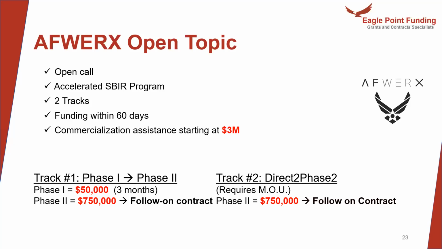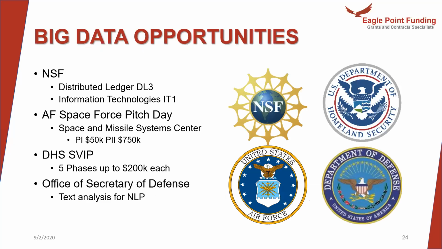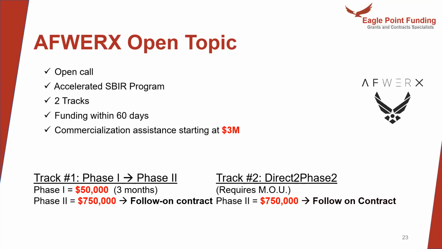And phase two can be $750,000, but also it's possible that the Air Force stakeholder will also cost share or help fund. Again, there's another track. It's called direct to phase two. And that's if you already have an MOU, you could skip phase one of proof of concept and you could go directly to phase two. Again, AFWERX is a really good broad opportunity and we've seen quite a bit of success there.